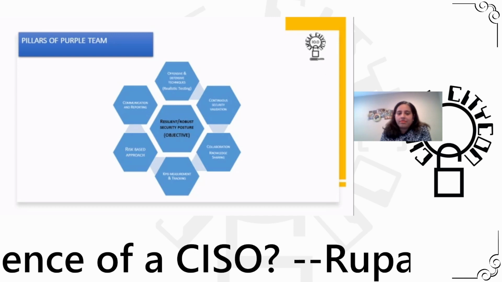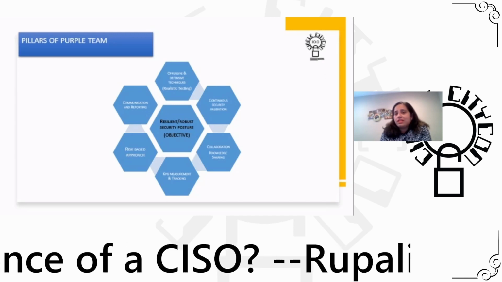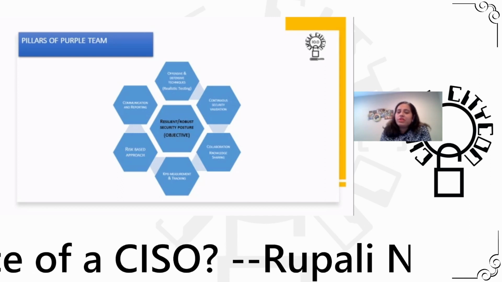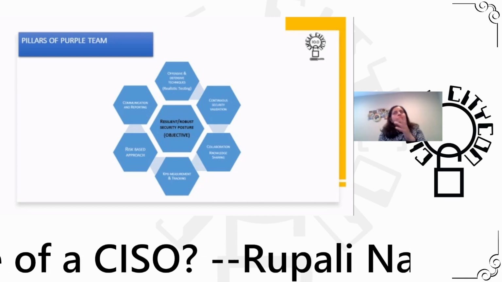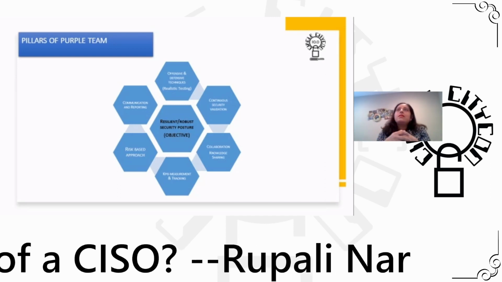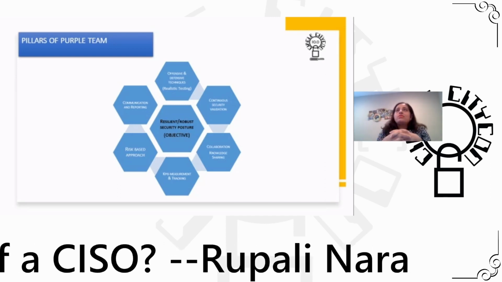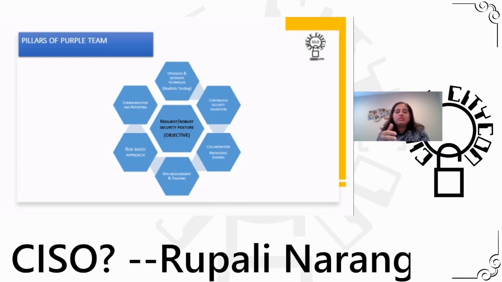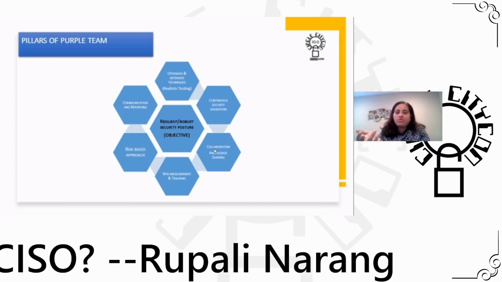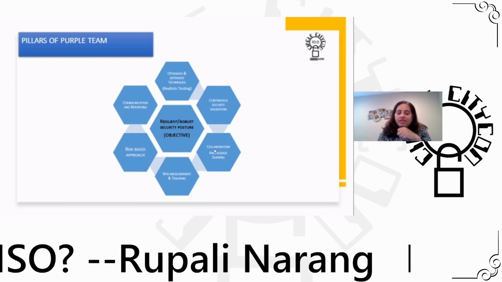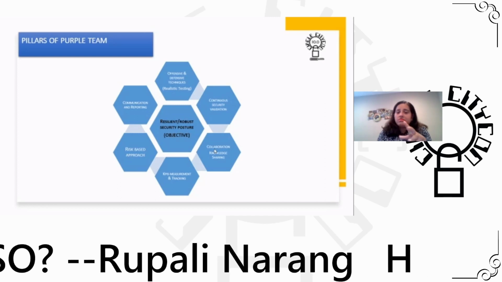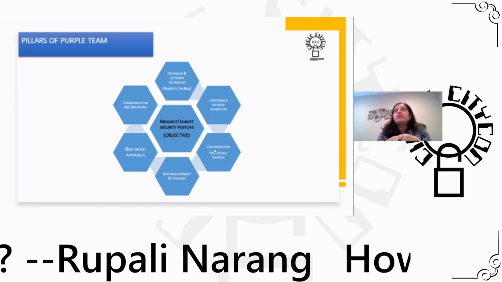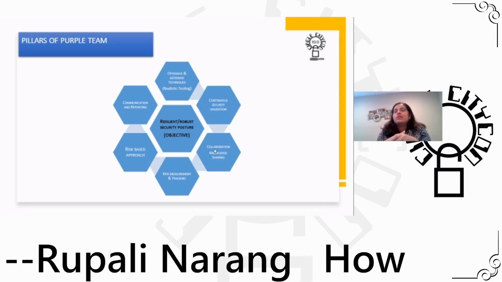The sixth and obviously another important pillar of the purple team is communication and reporting. Effective communication and reporting between the stakeholders and the management, to have a very open discussion of the gaps, is another important pillar around purple teaming. The objective of all these things is to have a resilient and robust security posture within the organization.